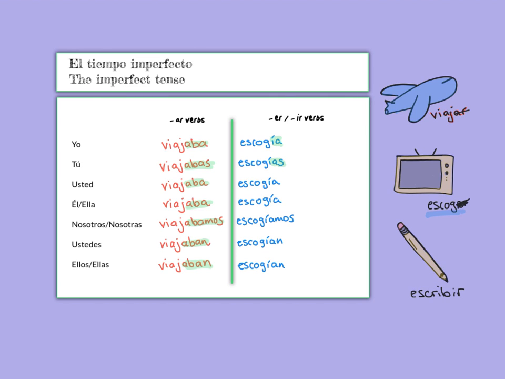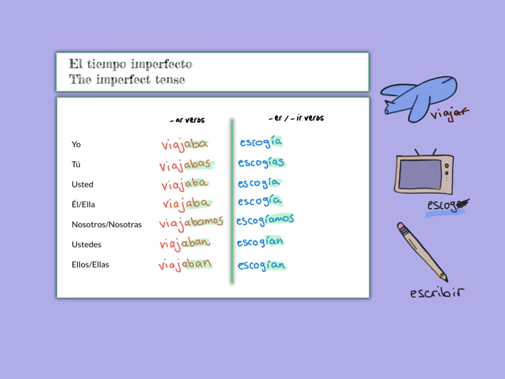Ía, ías, ía, íamos, ían, to give us the phrases yo escogía, tú escogías, usted escogía, él o ella escogía, nosotros, nosotras escogíamos, ustedes escogían, ellos, ellas escogían. Now, the same endings are going to be used to form the imperfect tense with IR verbs.